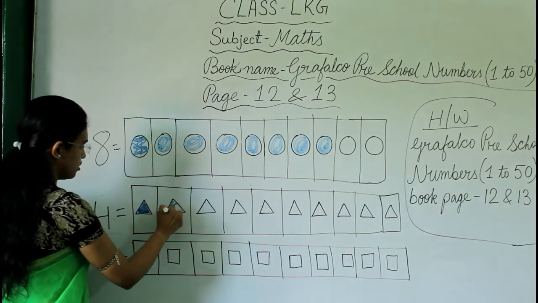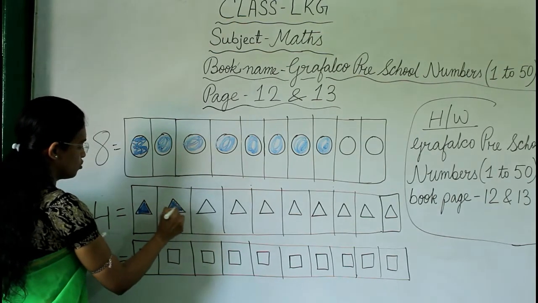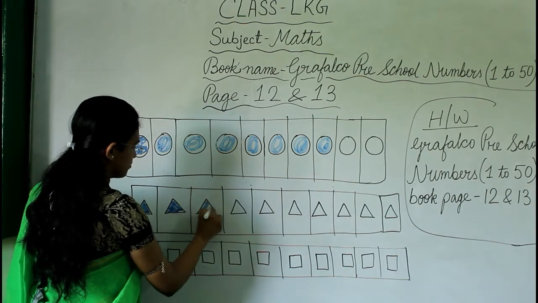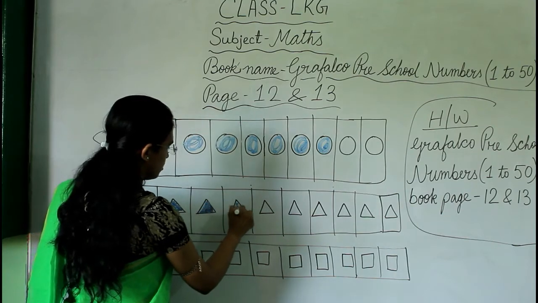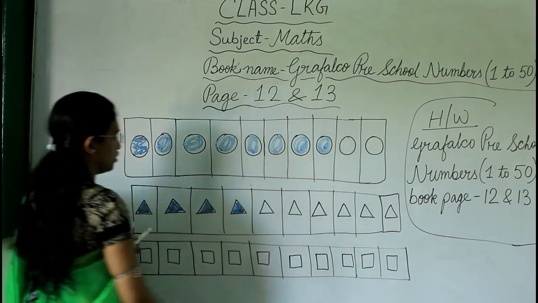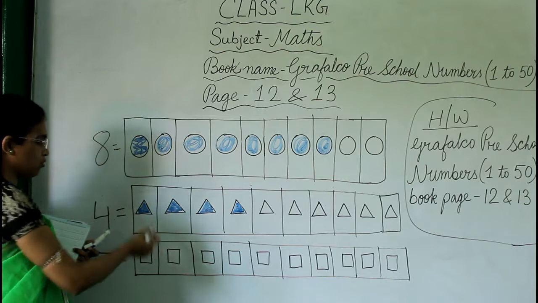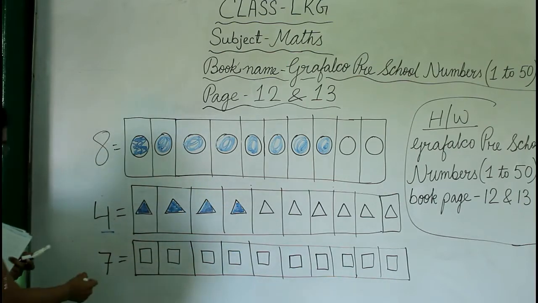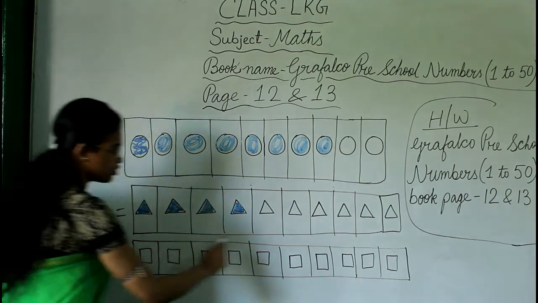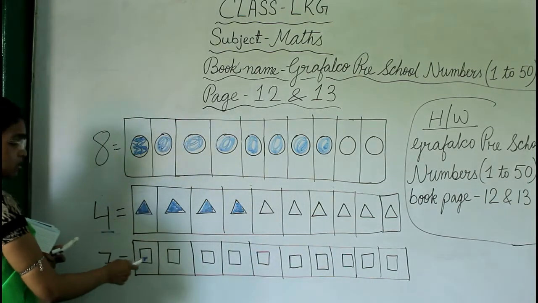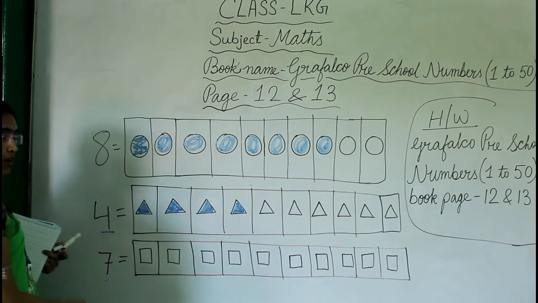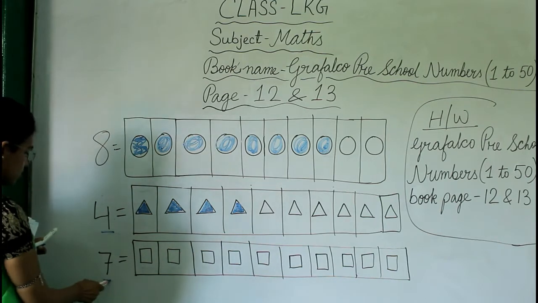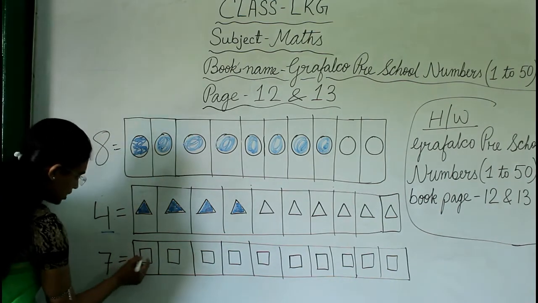So let's count and color 4 triangles. 1, 2, 3, 4. So how many triangles have I colored? 1, 2, 3, 4. Done. Now the next question is 7. And which object is this? Which shape is this? Square. So how many squares do we have to color? 7 squares. Now let's color and count.